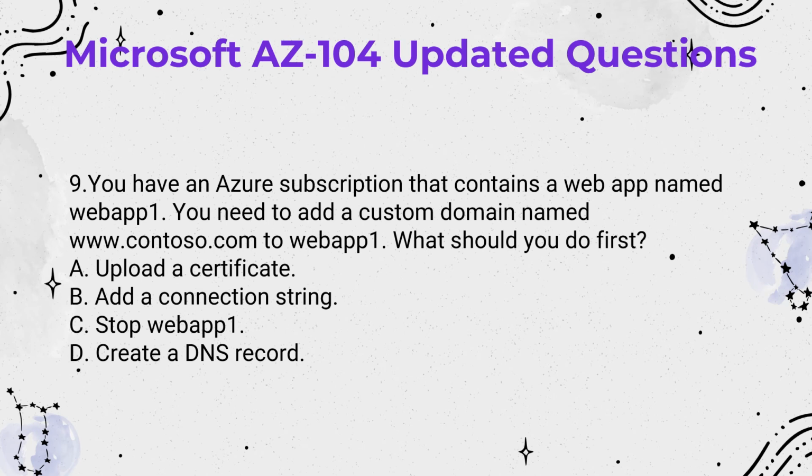9. You have an Azure subscription that contains a web app named WebApp1. You need to add a custom domain named www.contoso.com to WebApp1. What should you do first? A. Upload a certificate. B. Add a connection string. C. Stop WebApp1. D. Create a DNS record.